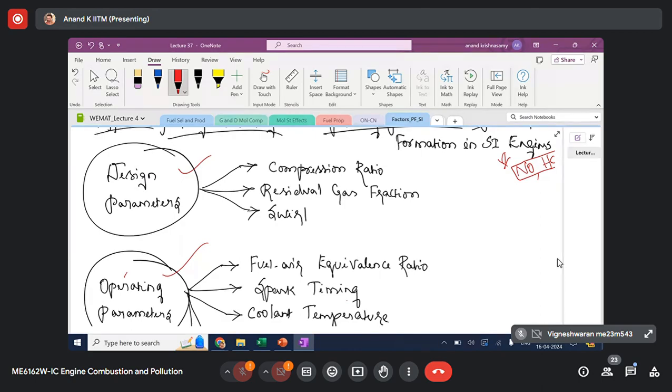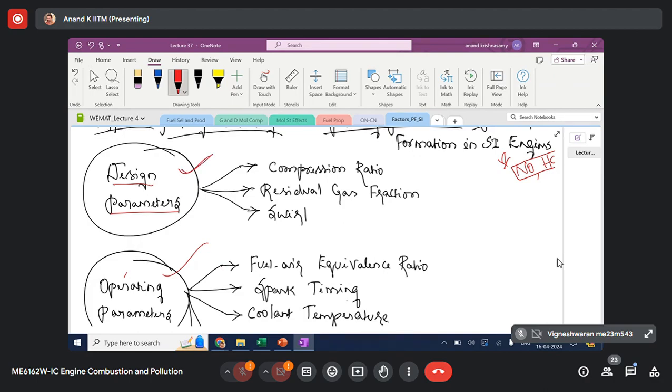And the other category of variables are design variable, wherein you cannot vary this when the engine is running. You cannot control them dynamically. Rather, you should optimize this variable when you design an engine. So at the time of design stage itself, you have to carefully optimize certain parameters so that you can avoid a very high pollutant formation in engine, SI engine. Those variables are design variables.